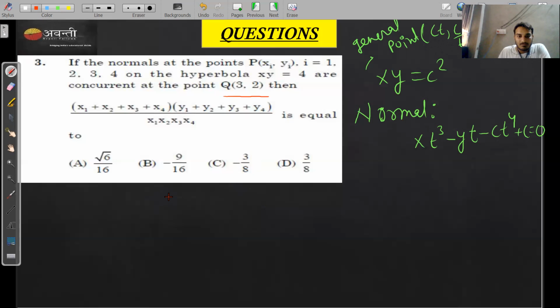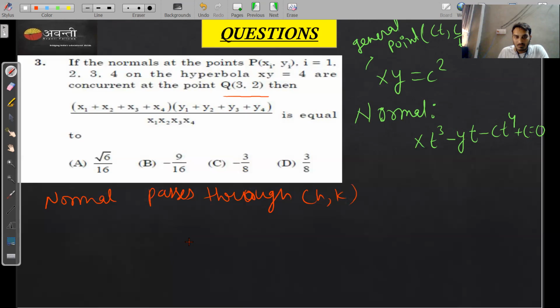See, the normal passes through h comma k. Then how do you do it? You put the h comma k in the equation. Yes or no? This is how we do it, right? So now put it in the equation.